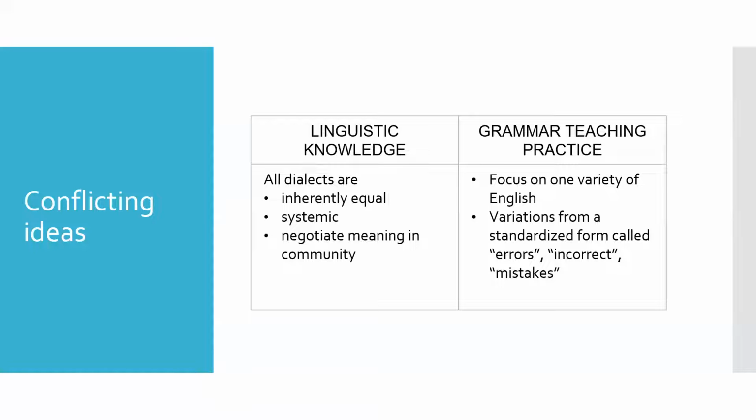So as a writing teacher who does some grammar teaching as part of my teaching, I've been thinking about these conflicting ideas: what I know about language, that all dialects are inherently equal, they're systemic, they negotiate meaning in communities, so they're not any better. But then in the way I teach grammar, I've almost exclusively focused on one variety of English, what I perceive to be the standardized version that my students will encounter. And I have used language when talking about grammar such as errors, incorrect, mistakes. Those ideas conflict with each other, right? What I know about language and how I talk about it.